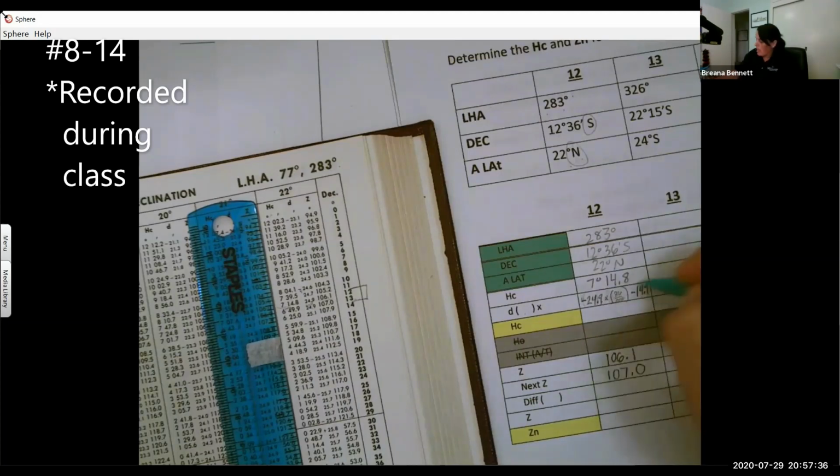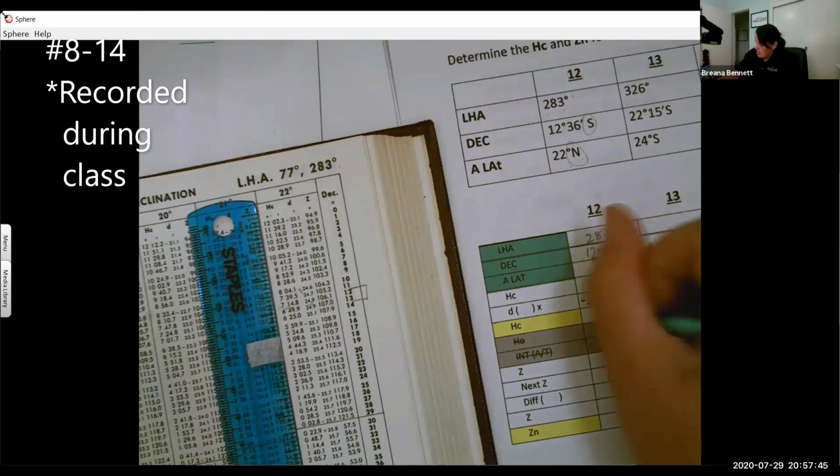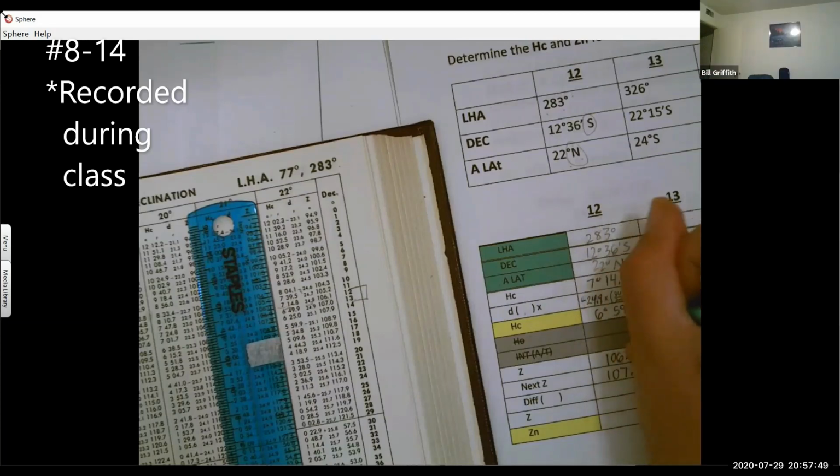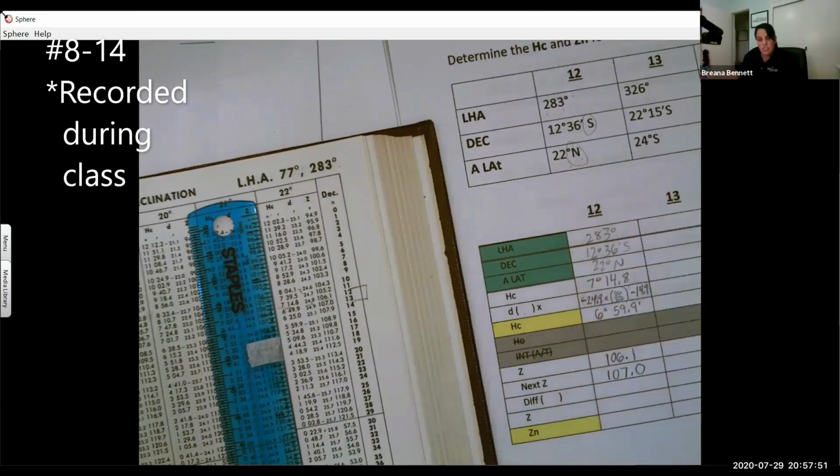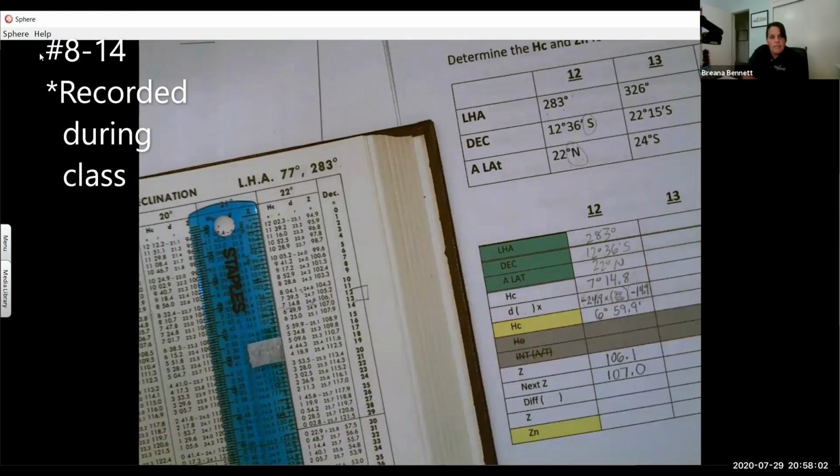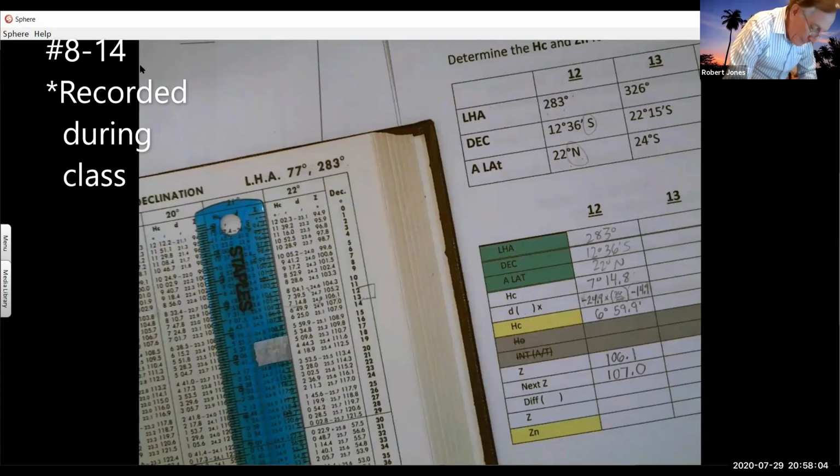So now we apply this correction to my HC. So I get 6 degrees, 59.9 minutes as my HC. You guys follow along on that one? Yeah. Yeah? Yes. Okay.